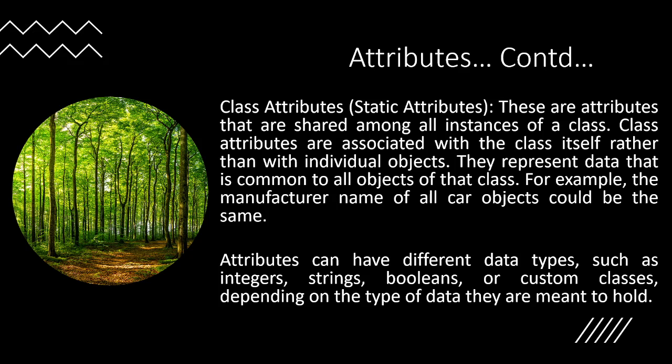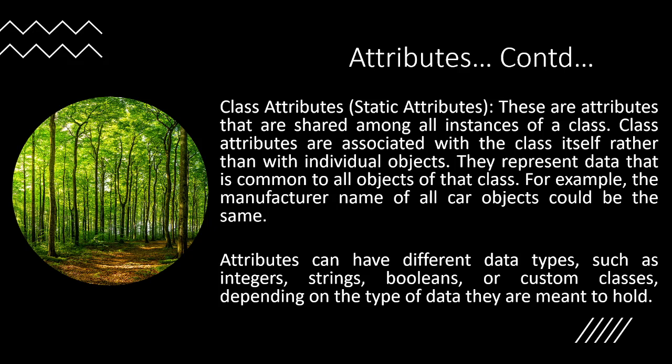But according to the model, the color could be different, the features could be different, and other things could be different, but the wheels will be the same. Okay, so class attributes are associated with the class itself rather than with the individual objects. So it is not concerned with the individual objects, it is more concerned with the class as a whole. So they represent data that is common to all objects of that class.